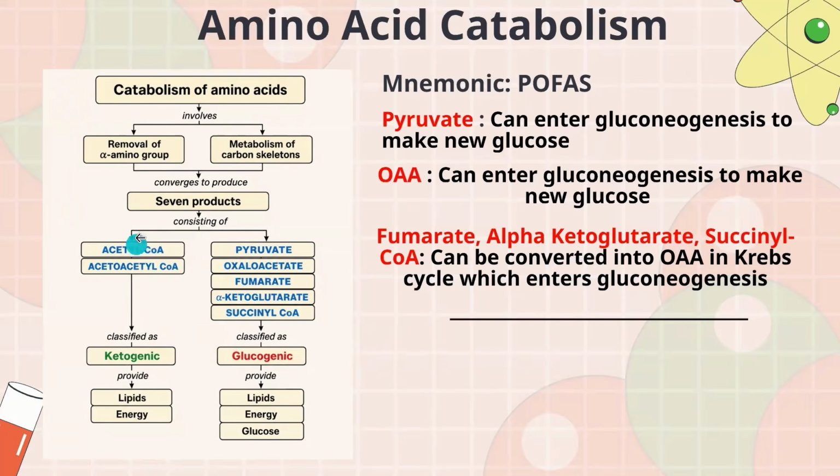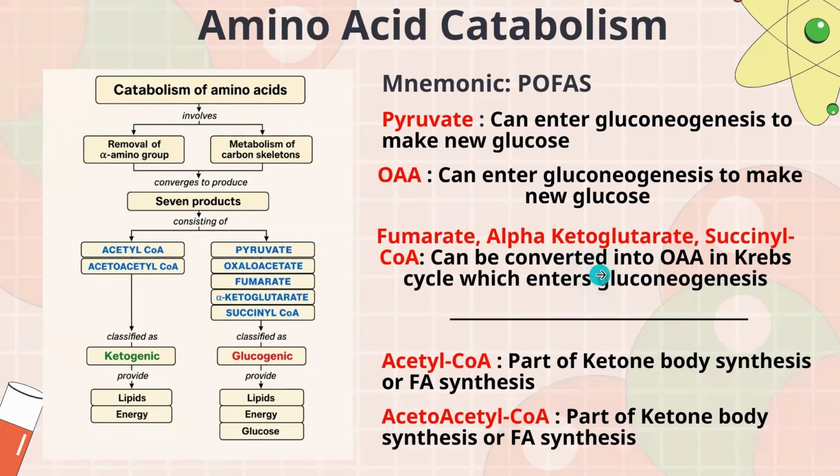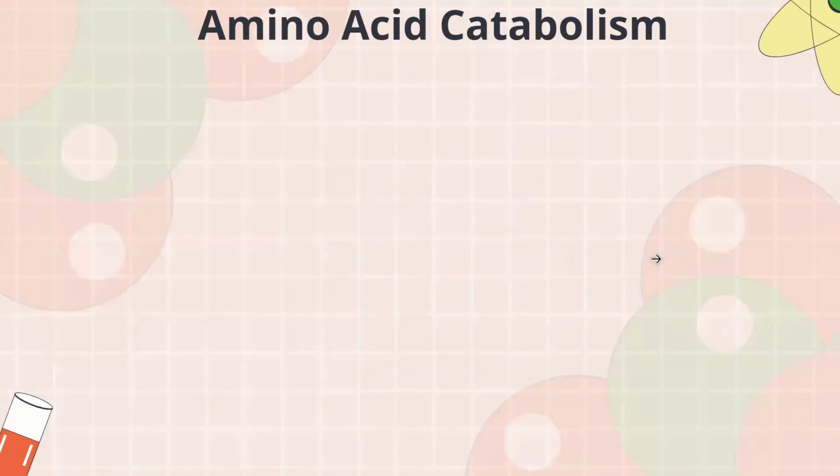So what about the acetyl-CoA and acetoacetyl-CoA? What are their roles? This is very simple. If you studied the previous lectures, like fatty acid oxidation, you remember that acetyl-CoA is part of ketone body synthesis or fatty acid synthesis, and so is acetoacetyl-CoA. Sorry about that. And yeah. So let's continue to talk about the catabolism.